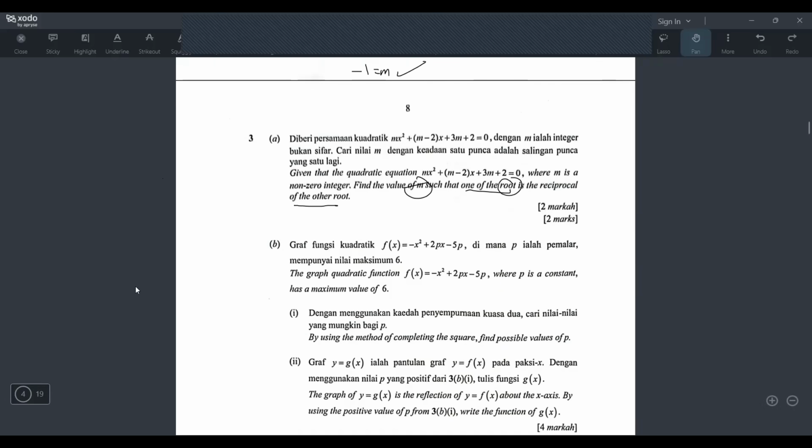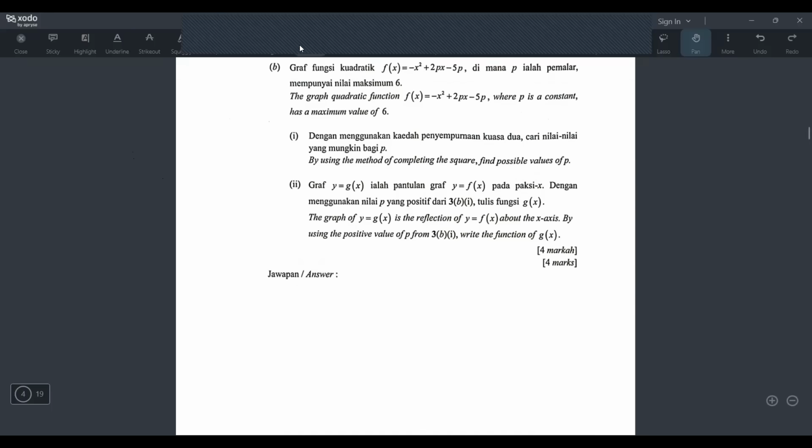Let's continue with number 3b. Okay, 3b, I'll do it down here. Let's read the question. The graph of quadratic function f(x) equals to negative x squared plus 2px minus 5p, where p is constant, has a maximum value of 6.